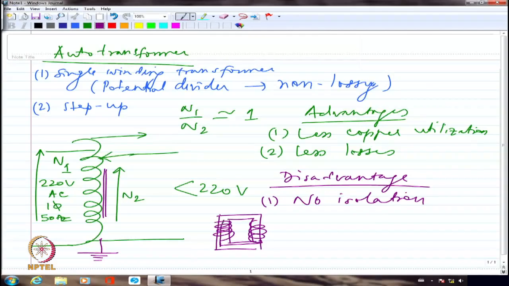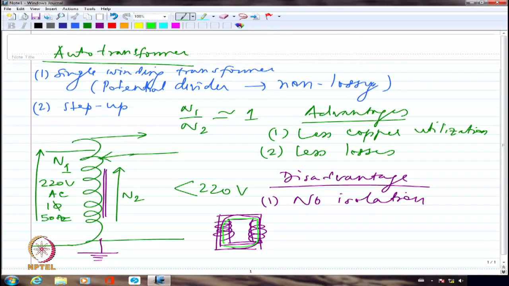So I am looking at maybe a core type here. In core type construction, I am going to have the same winding wound on both the limbs, and they will be connected in series. Because they are connected in series, very clearly all the voltages across all the turns add up together. It is series addition. So the total voltage what I get will be the addition of all the voltages across each of the turns, right? So no isolation is one of the major problems of auto transformer.